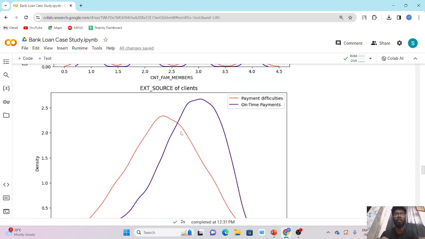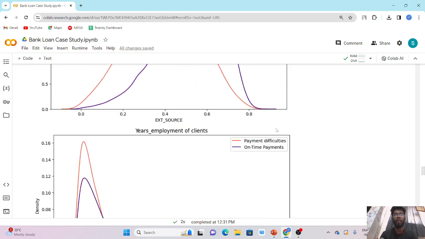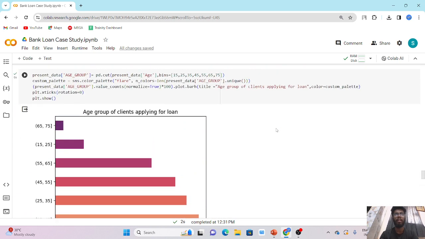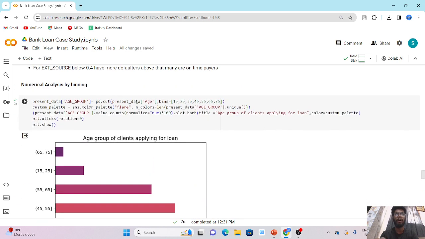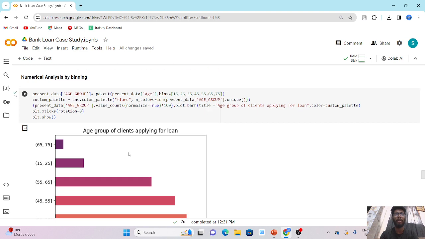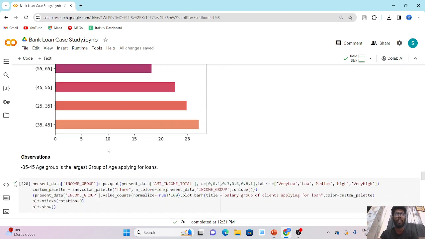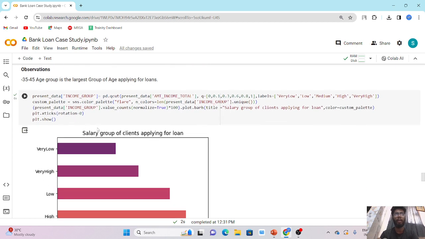You can see that red line indicates the payment difficulties, whereas the blue line indicates the on-time payments. So this is the binned columns, numerical analysis by binning. We use the binning for grouping the age, and also we have binned the salary groups.